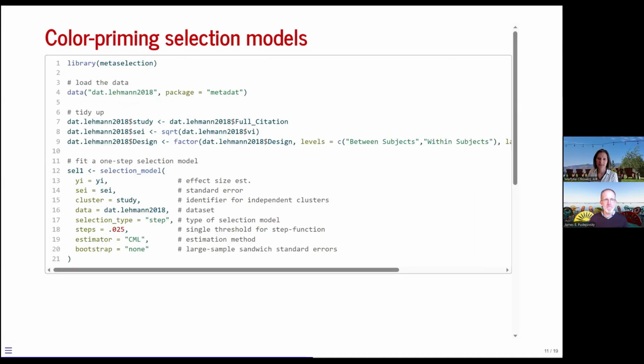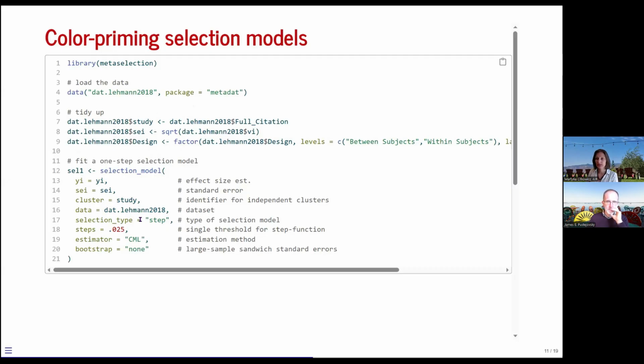Now let's try running the step function selection model on our data set. First, make sure to load the package, and then of course load your data set. We are loading the Lehmann data set from the metadata package. We did some minimal data cleaning to tidy up the data, and then we can move forward with implementing the one-step selection model. First, you want to make sure you set your effect size and your standard error, specify the level of clustering. In this instance, of course, our effect sizes are clustered within studies.